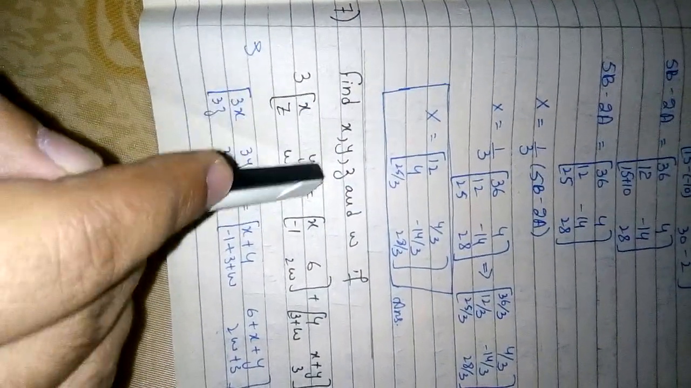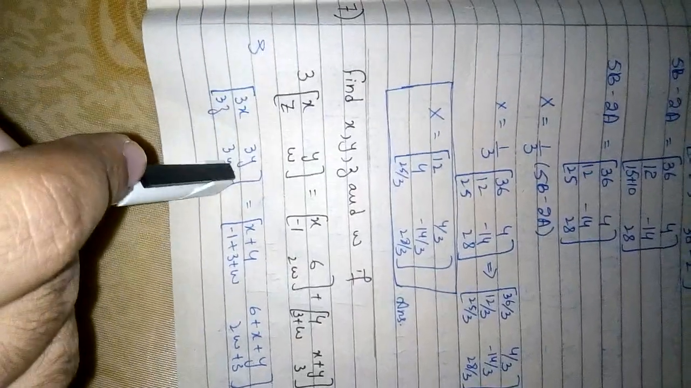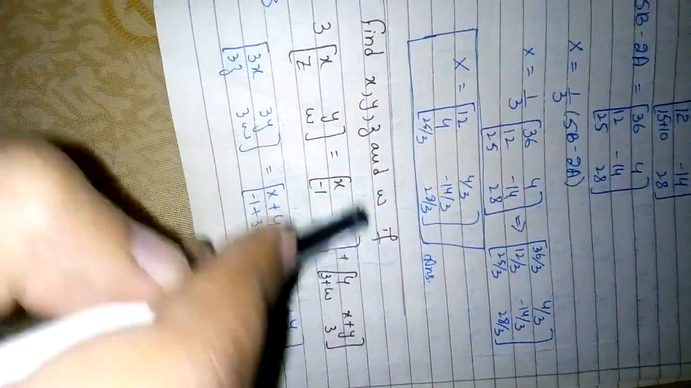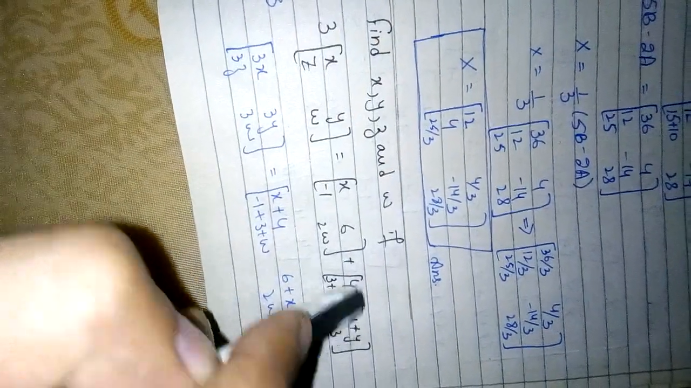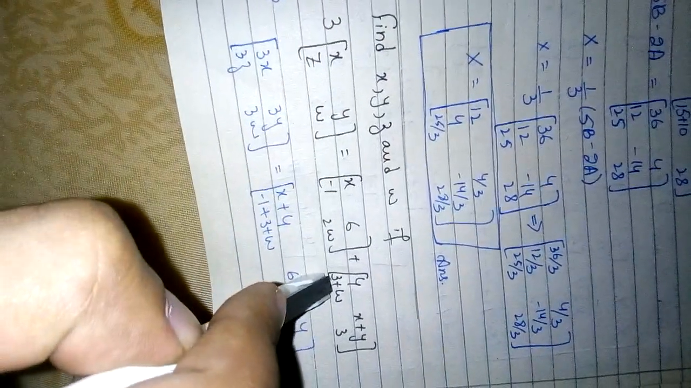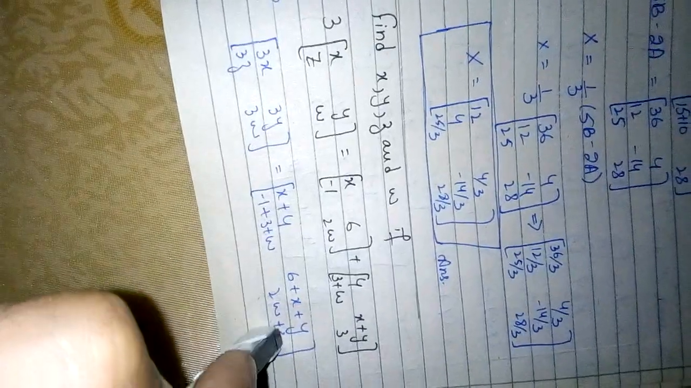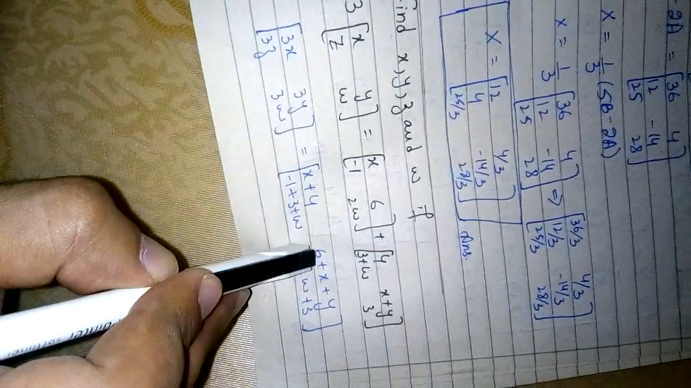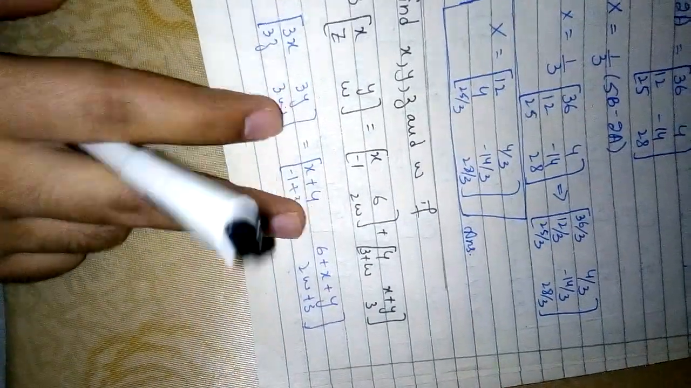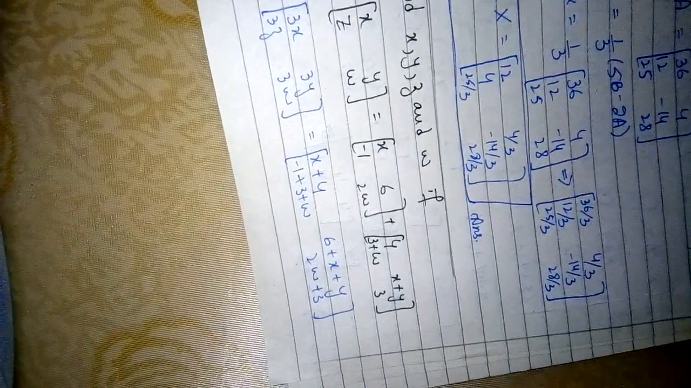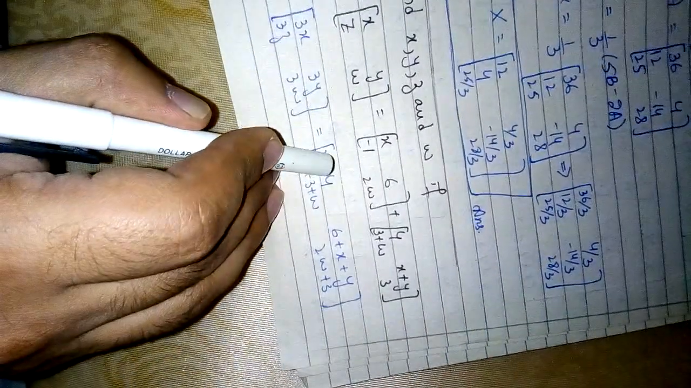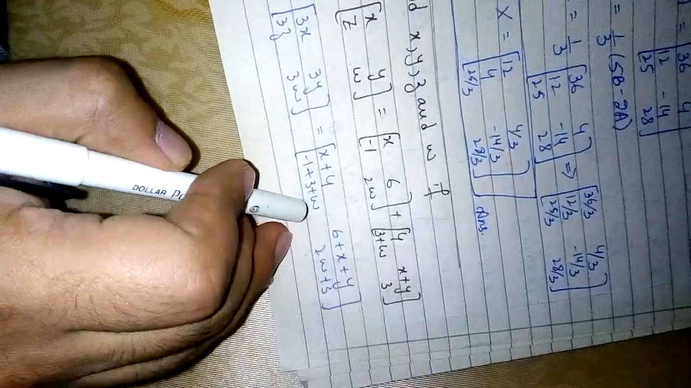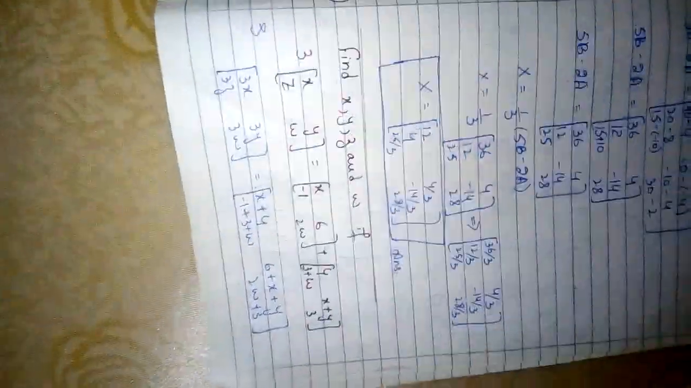3 will be multiplied with each and every element: 3x, 3y, 3z, 3w, and the corresponding elements will be added: x plus 4, 6 plus x plus y, negative 1 plus 3 plus w, 2w plus 3. If two matrices are equal, the corresponding elements are also equal. Corresponding elements means the first element is equal to the first, second equals second, third equals third, and fourth equals fourth.